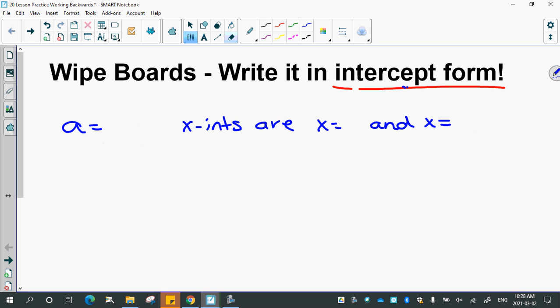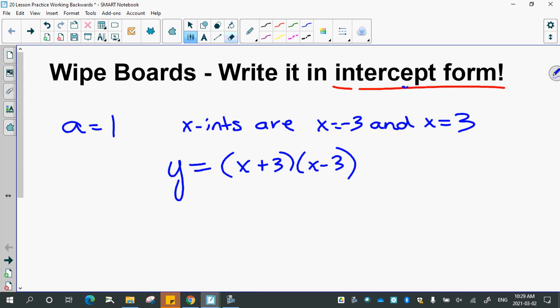Okay, so it's going to have an a value of 1, x-intercepts at -3 and +3. What is the equation in intercept form? All right, so I'm seeing lots of, no, you don't need the 1, you don't have to have it. x plus 3, x minus 3. Awesome. Okay, next one.